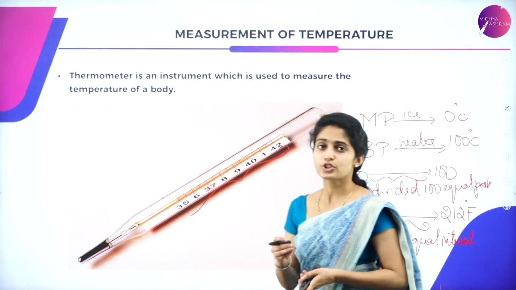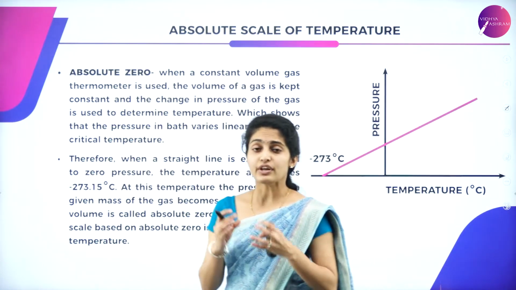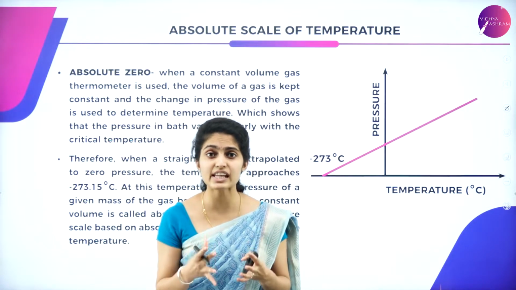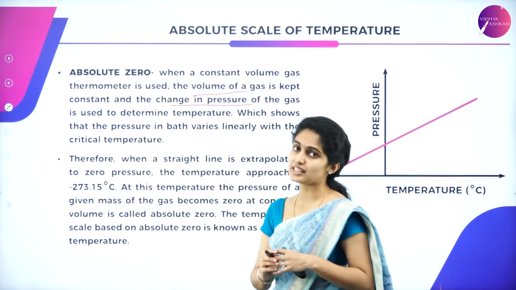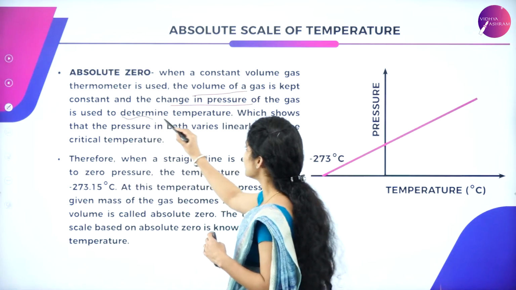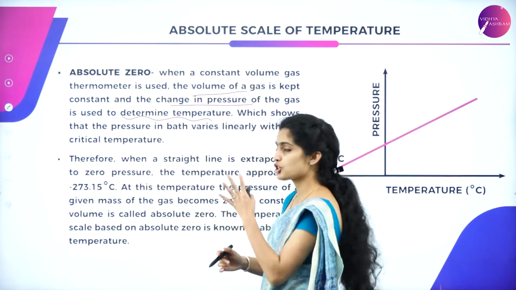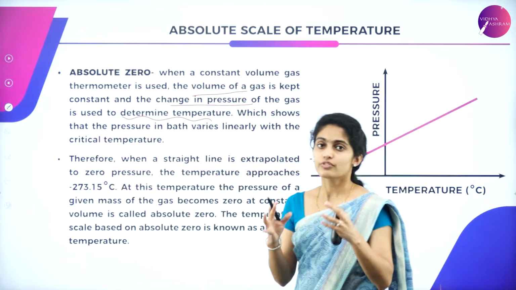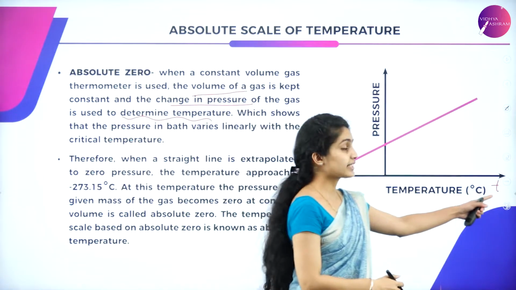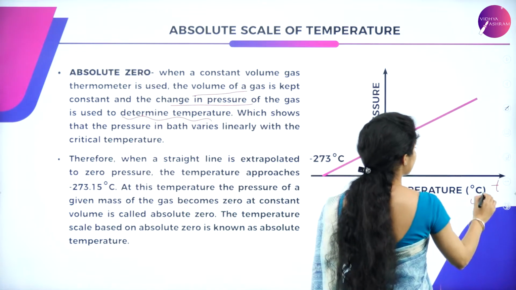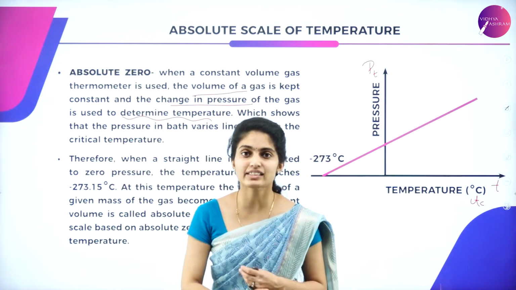Now let us go to absolute temperature, the absolute scale of temperature. An experiment was conducted in which the volume of a gas was kept constant and the change in pressure of the gas was determined, which is used to determine the temperature. So when there is a change in pressure, we determine the temperature at constant volume. With that we got a curve, where T is the temperature in degrees Celsius, and here it is P against T, which gives you the temperature and pressure curve.